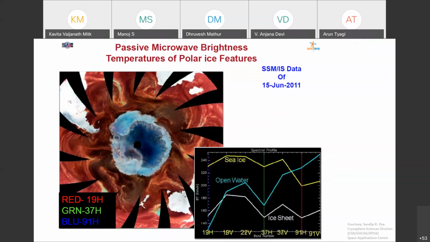So at SAC Ahmedabad, people have used passive microwave data, SSMI, to map the sea ice features like sea ice and open water and ice sheet. And how they did it, the basic procedure, is the different frequencies have been stacked in one RGB, and visually they have interpreted and seen the spectral profiles of sea ice, open water, and ice sheet. So we can see that it is clearly distinguishable. The sea ice is clearly distinguishable from the open water.